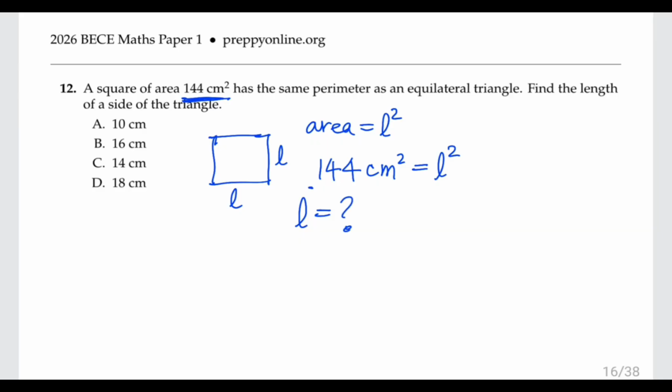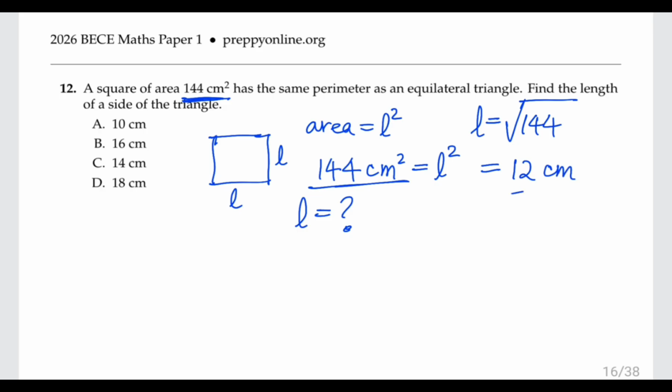So if we have 144 cm² being equal to L squared, then what is L? L is just going to be the square root of this number. So L is the square root of 144 cm². When you take the square root of 144, you get 12. So L is equal to 12 centimeters.